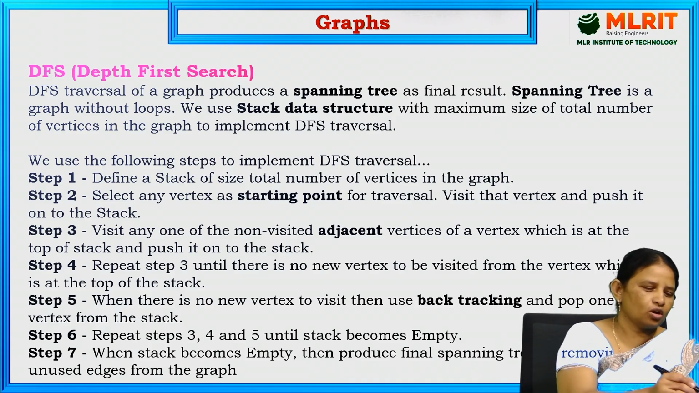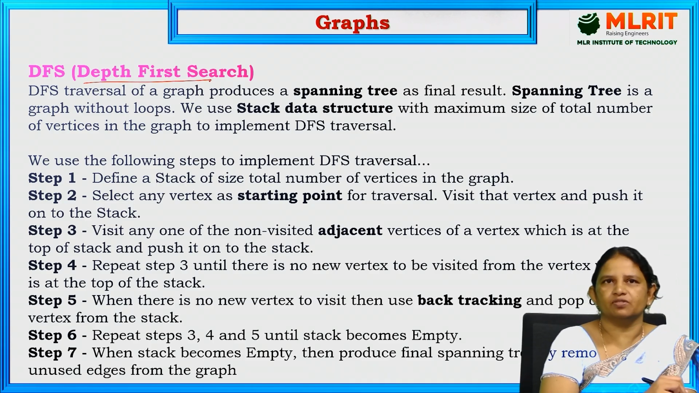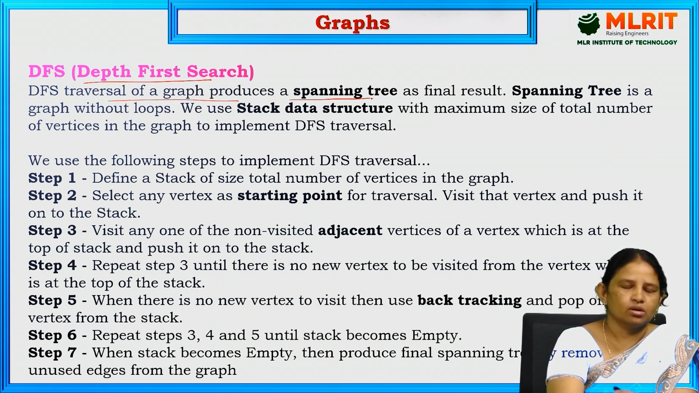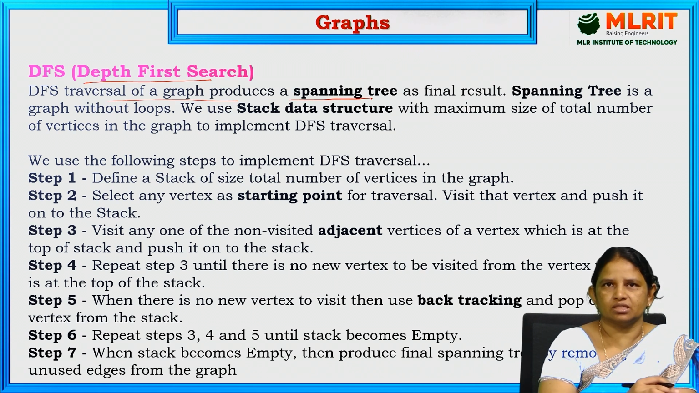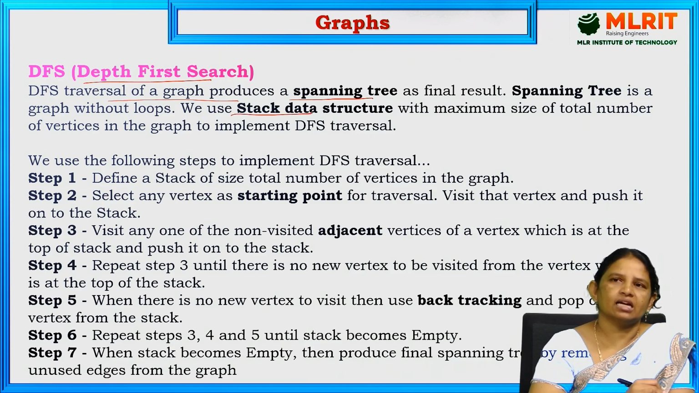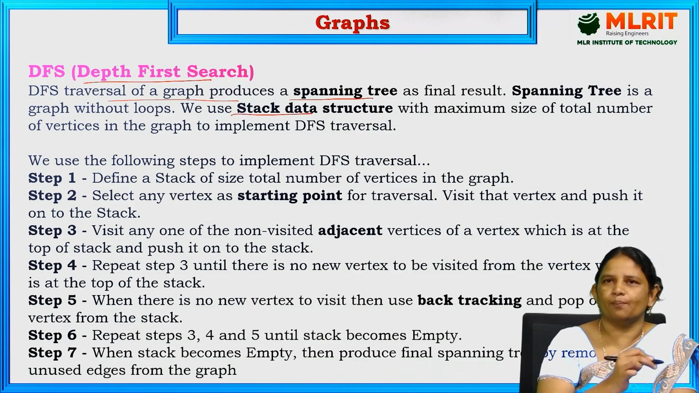The first one is the depth first spanning tree. DFS stands for depth first traversal. In DFS traversal, we do the traversing process and produce the spanning tree without forming a cycle. For that reason, we are using a stack data structure. The vertices will be stored in the stack.